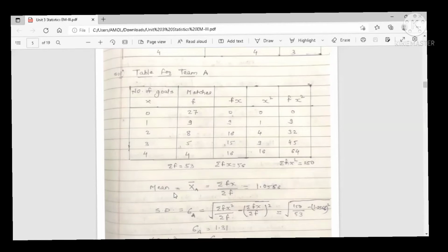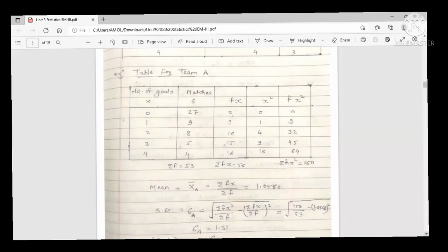Then find the arithmetic mean for team A. It is x bar suffix a, where suffix a is for team A. So x a bar is equal to summation fx upon summation f. Summation f is 53 and summation fx is 56. Put in the values: 56 upon 53, and the calculated value is 1.0566. This is the arithmetic mean for team A.